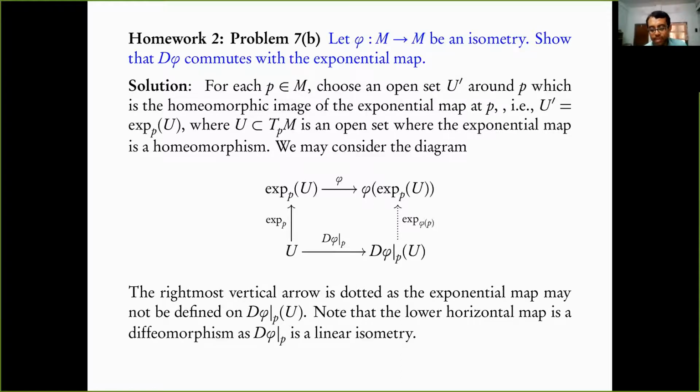So, what do you do? You simply want to make this small enough. So you look at the bottom right entry, d phi at P of U. You want to make this open set small enough so that the rightmost vertical arrow is a homeomorphism. How do you do that? You choose a V small enough so that the rightmost vertical arrow is a homeomorphism, and then you replace U by d phi inverse of that choice, and then everything else works. Okay? So that's what you do.